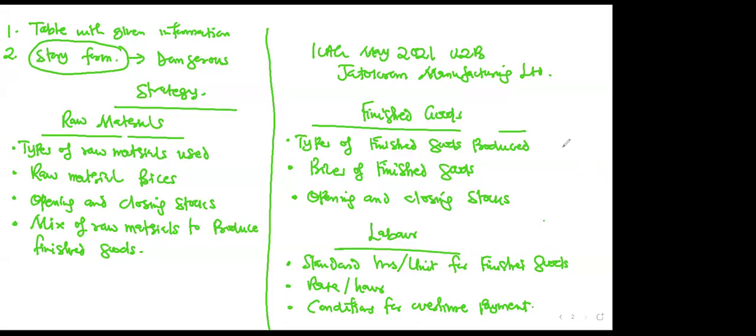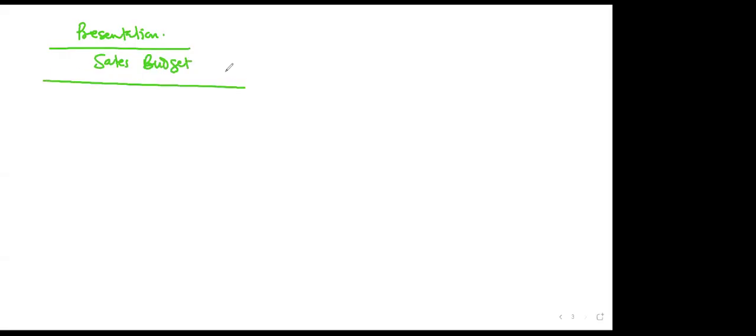Now, this is how you should prepare your budget. Presentation: you should know how to present your results in the exam hall. Assuming you are first producing your sales budget, and the type of finished goods we have are finished good A and finished good B. You put them down aside like this.